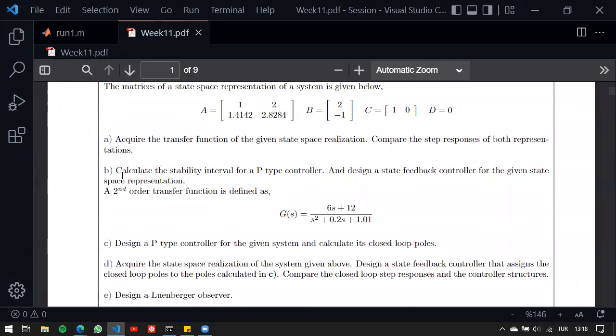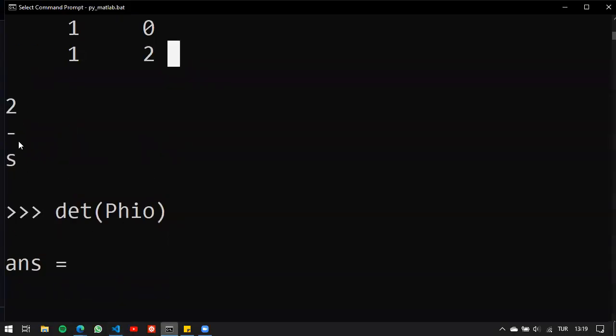Let's check out our next task, basically. Now we have a special system. I'm going to show you from the PDF once I'm done with the other stuff here. But let's move on. Calculate the stability interval for a p-type controller and design a state feedback controller for the given state space representation. So we'll look for the stability of the system acquired in A, which is basically obvious because we have 2 divided by S.